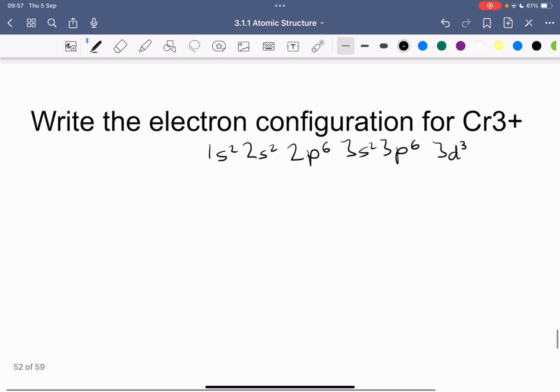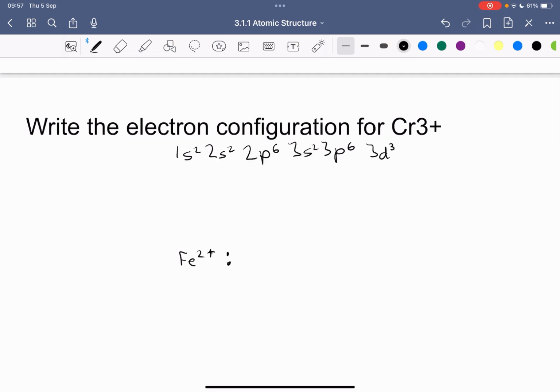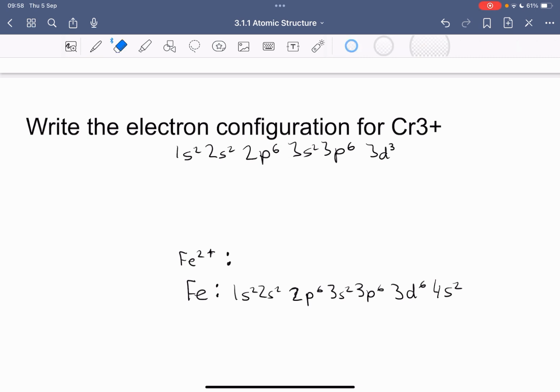Try to do the same for Fe2+. Firstly, I'm just going to write down the electron configuration for Fe. Now we're removing 2 electrons, so we can just remove them both from the 4s2. And now this is our electron configuration for Fe2+.